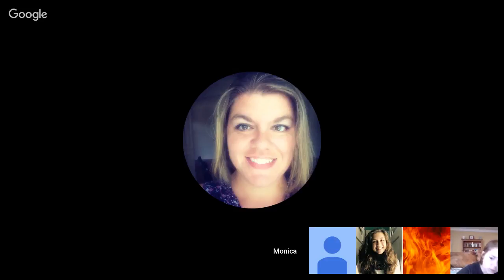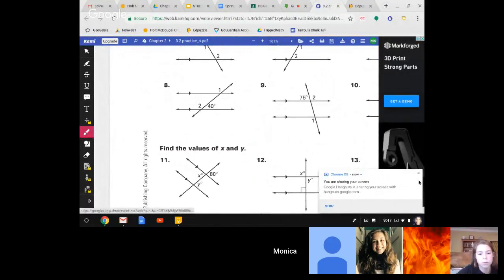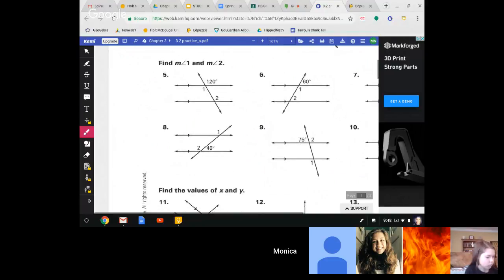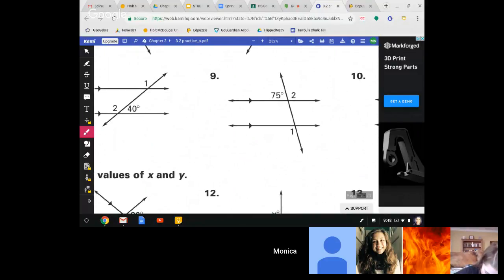Number 9 on the worksheet, Charlotte Ann. Okay, so if we look here at number 9, we are supposed to find the measure of angle 1 and angle 2, okay? So looking here, we have two parallel lines cut by a transversal, okay? So what's the relationship between 75 degrees that we know and angle 1? Do we have anything that explains that relationship?